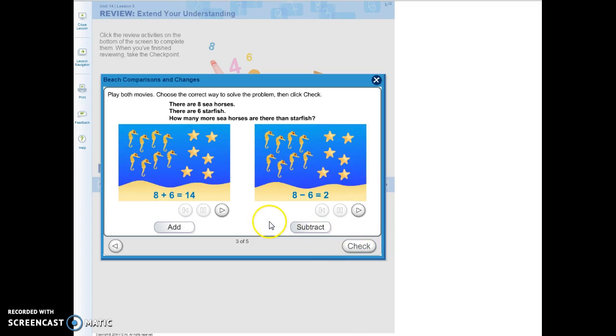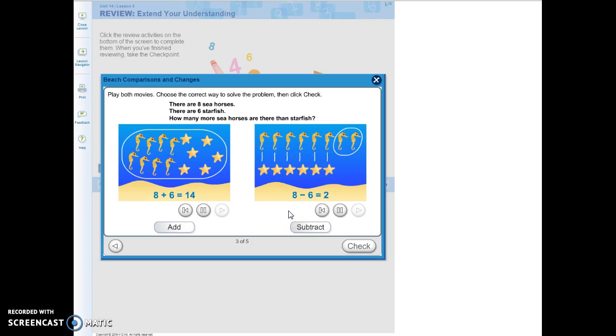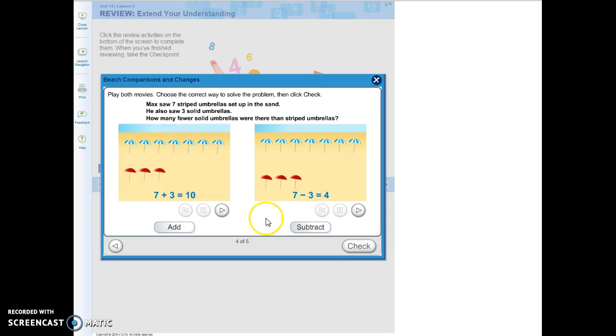Way to go. There are 8 seahorses. And there are 6 starfish. How many more seahorses are there than starfish? Combine the amounts. The total is 14. There are 14 seahorses and starfish. Compare the amounts. The difference is 2. There are 2 more seahorses than starfish. And it's asking us how many more seahorses than starfish, so we know we are subtracting. Way to go. That's what we do when we compare.